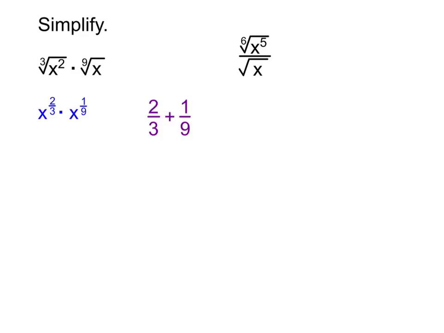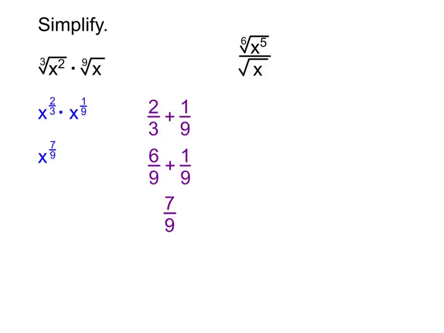All right, so if we're going to add the fractions, of course, I need a common denominator. So that means multiplying the first fraction, top and bottom, by 3. Then I can go ahead and add them. So it gives me 7/9. So that tells me that when I add the exponents, it gives me x to the 7/9.